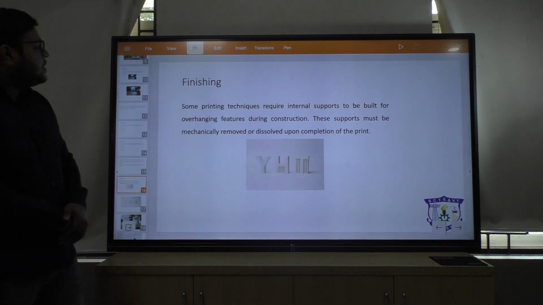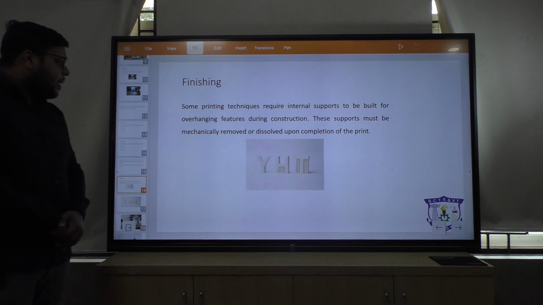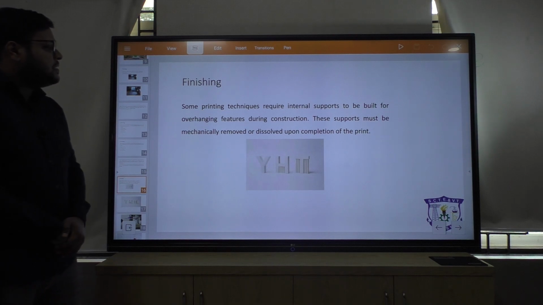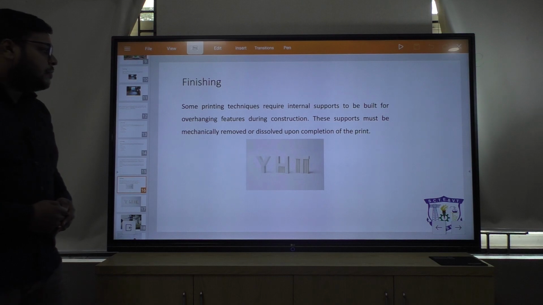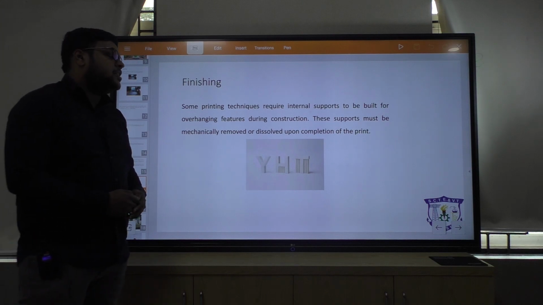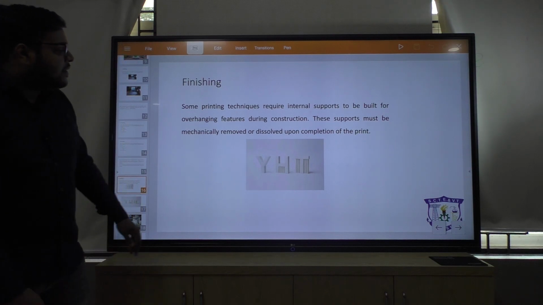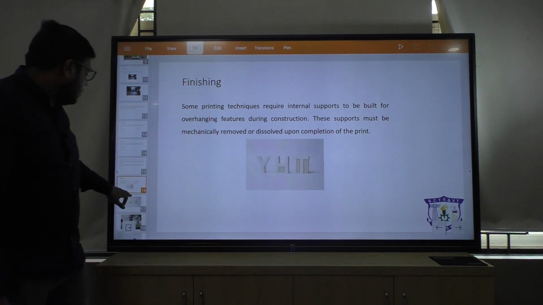Then the last step is known as finishing. Some printing techniques require internal support to be built for overhanging features during construction. This support must be mechanically removed or dissolved upon the completion of the print. As you see in the image, it is clearly visible.